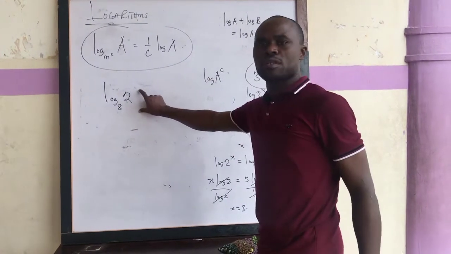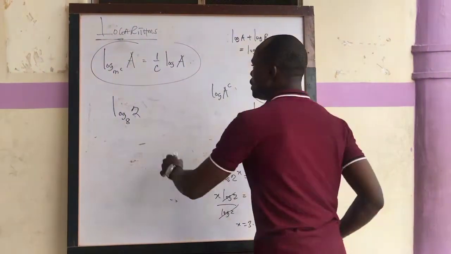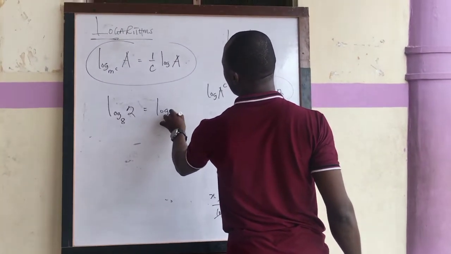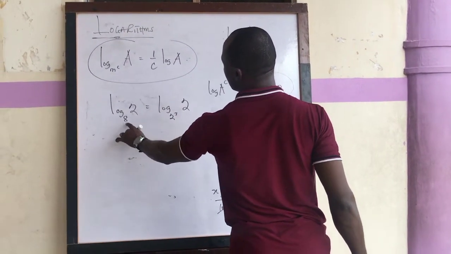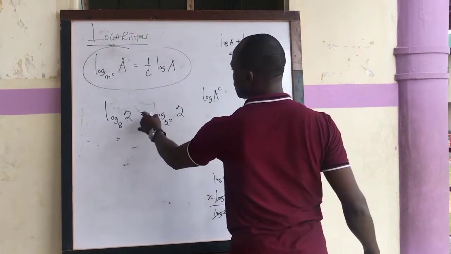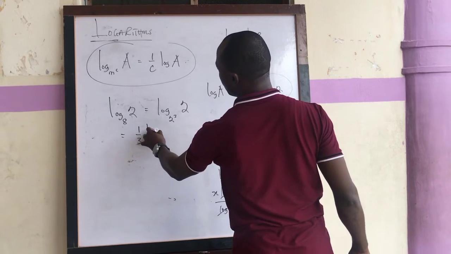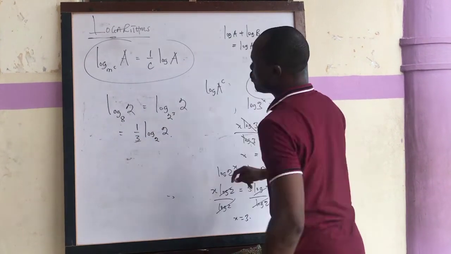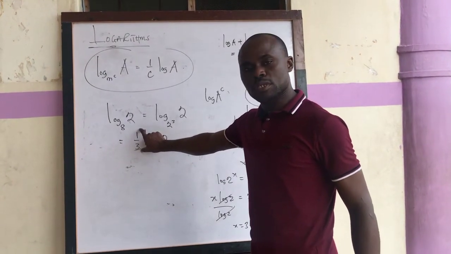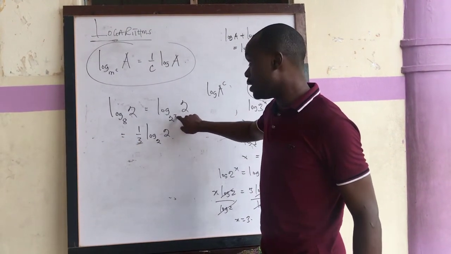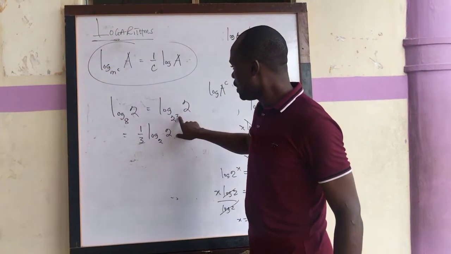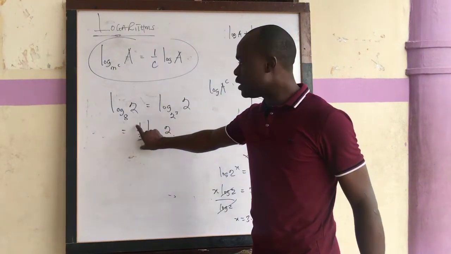Suppose we were given something of this nature, and to simplify this, log 8 can be written as 2 raised to the power of 3, and we still have 2 here. 8 is 2 raised to the power of 3, and by this rule, I can simply write this as 1 over 3 log 2, 2. So you see, instead of having this 3 here, I'm having the inverse of the power. What we have is c, and we have the inverse of the power 1 over c; what we have is 3, and we have the inverse of the power 1 over 3.